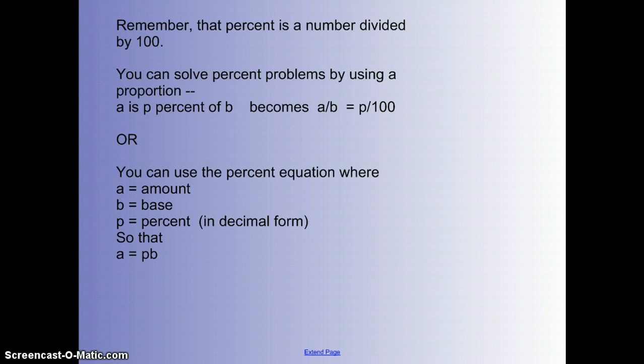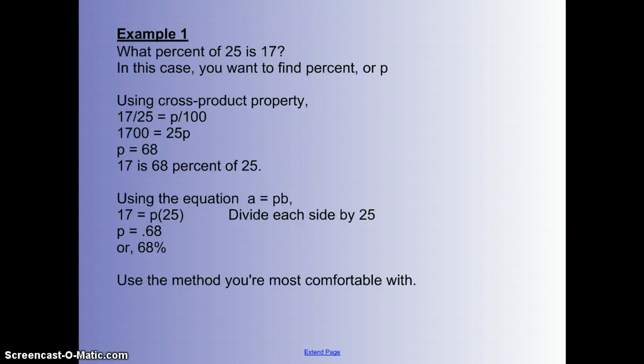This is called the percent equation, where A equals the amount, B equals the base, and P equals the percent. Please note that this percent must be in decimal form. So for example, 12% would become 0.12. Your equation that you use is A equals PB. Amount equals percent times base. Let's take a look at how this works.